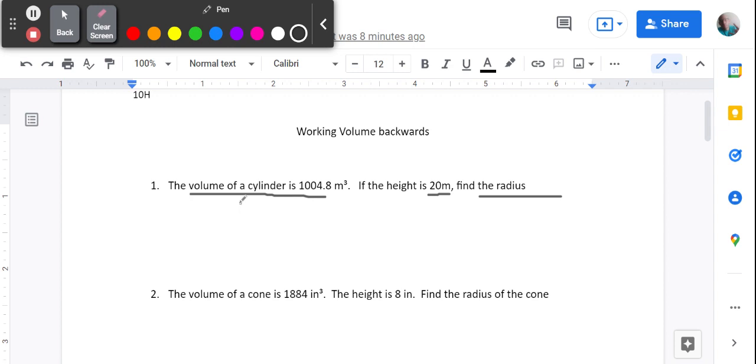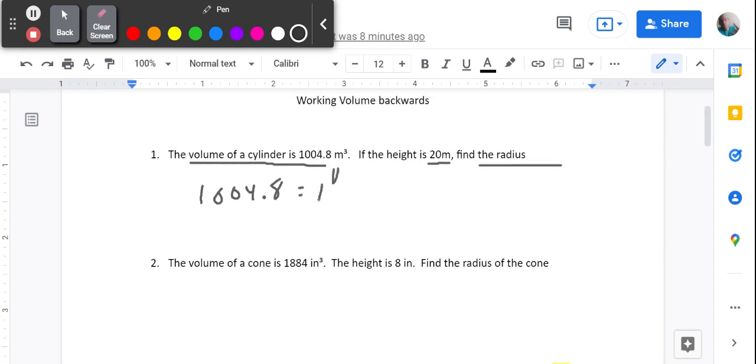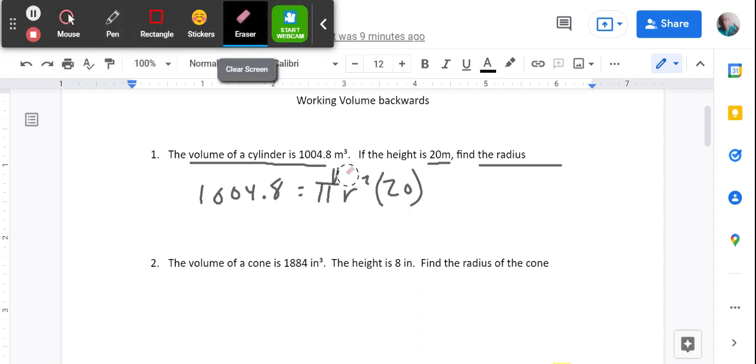So the volume is 1,004.8. And what was the volume formula for a cylinder? Pi r squared times height. Very good. Okay. So we have pi r squared times the height, which is 20. Okay. So 1,004.8 equals pi r squared times 20.